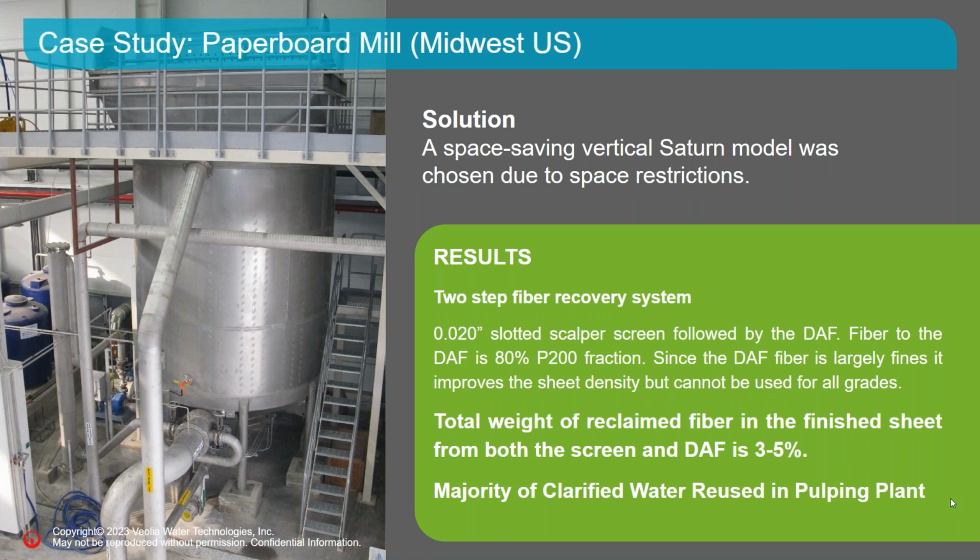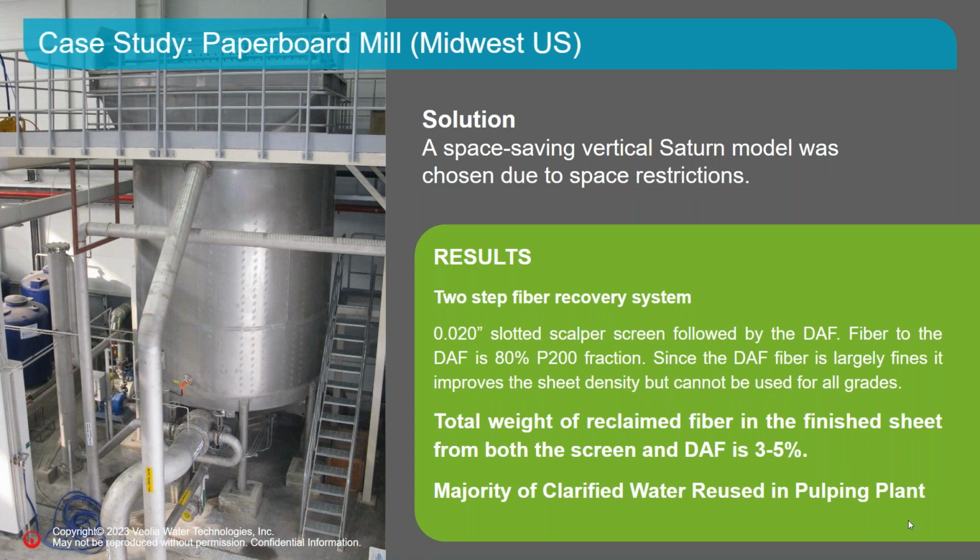So the results, I got a little ahead of myself, was the Saturn model due to its space restriction. The unit that was actually put in there was somewhere between 7.5 and 10 feet in diameter. We have different size diameter units, so the floor space was very, very limited. And as long as there's enough height, sometimes the units can be put in through a second floor if there's a hole in the floor. So a space-saving vertical Saturn model was chosen due to the space restrictions, as well as the design of the unit being able to do the very efficient clarification of the water.